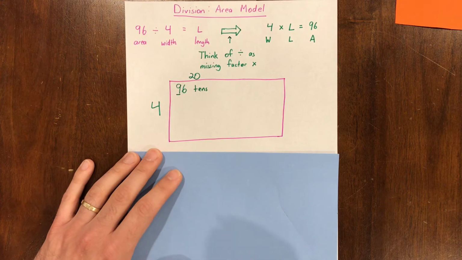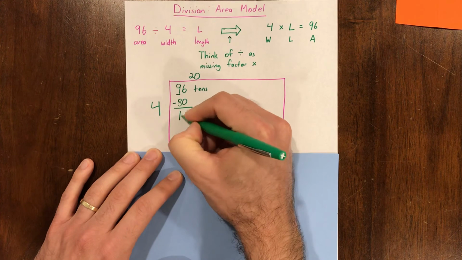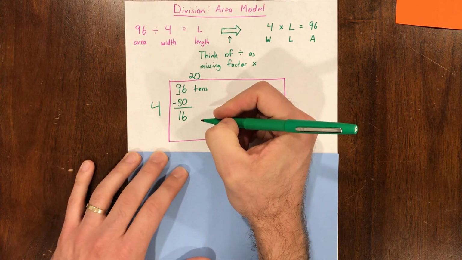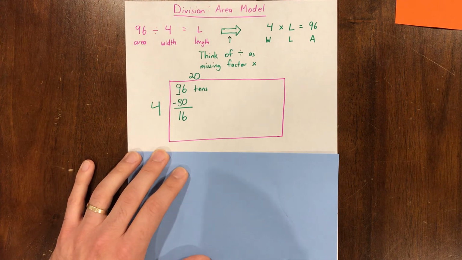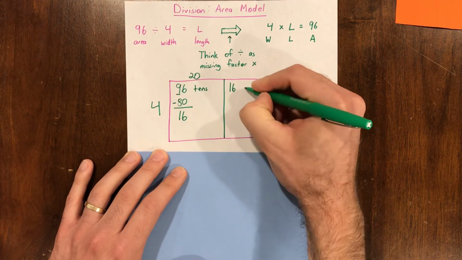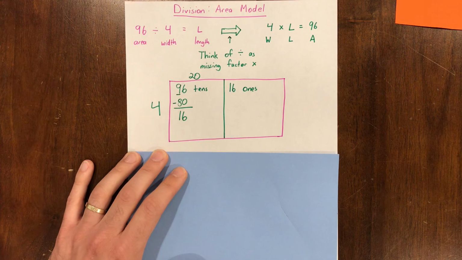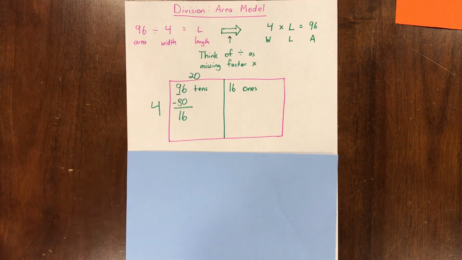Sure, I could subtract 80 from 96, leaving me with 16. And what place value are we working with now? Say it out loud. Yeah, the ones. So I'm going to start a new section of our rectangle. I'm going to put 16 ones. Okay. What question should we ask ourselves to figure out the next part of our missing side length here? Go ahead and say it out loud.